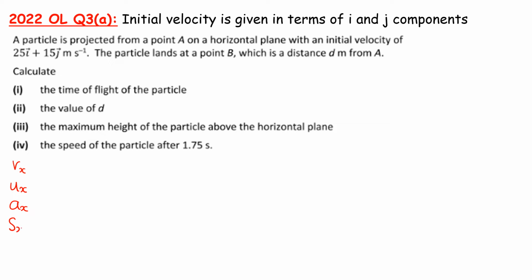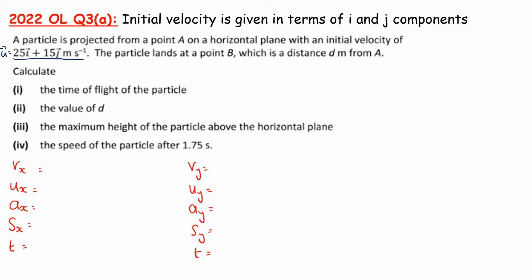VUAST in an x direction. Now time doesn't have a direction, time is going to be consistent. And then we have V in a y direction, U in a y direction, A in a y direction, S in a y direction, and T. So we're told that a particle is projected from point A on a horizontal ground with initial velocity of 25i plus 15j. So what that's giving us here, that's our U vector. So it's giving us the i, which is our x horizontal component, and 15j, which is our vertical y component.